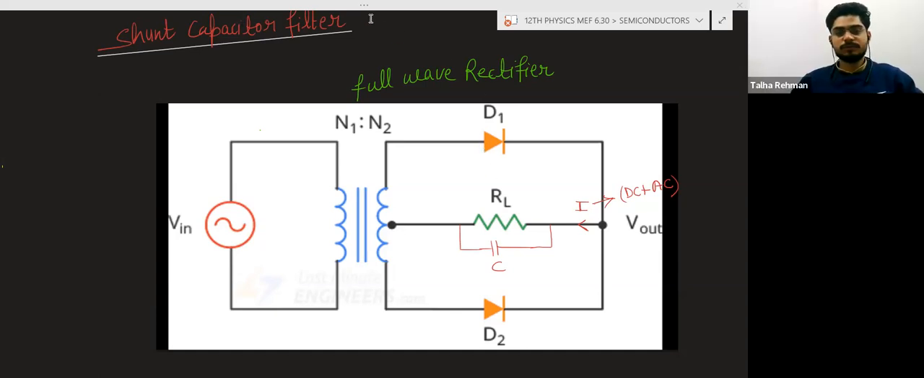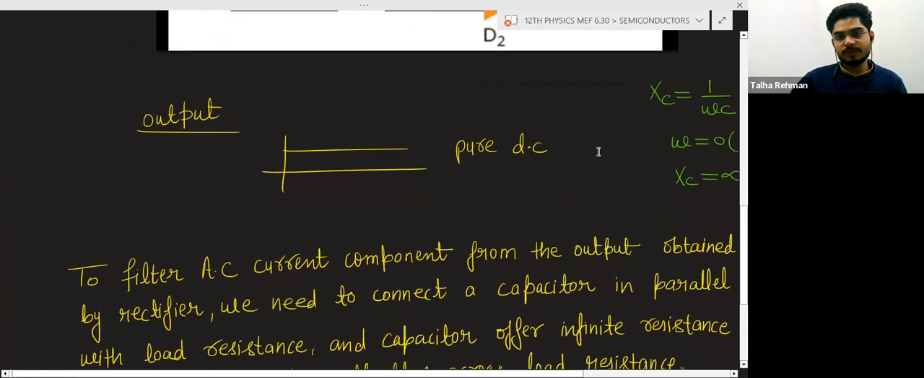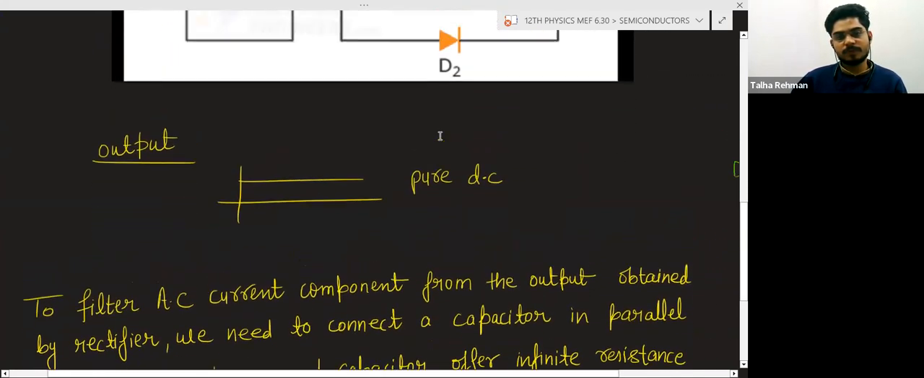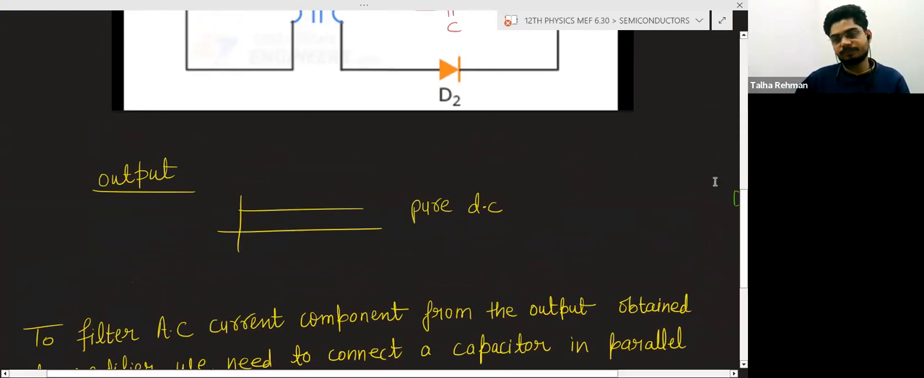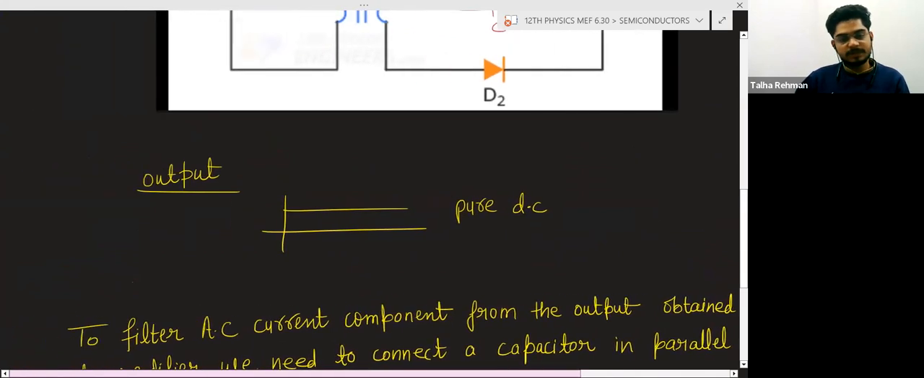Okay. So you have connected the capacitor in parallel with the load resistance. So now this current is coming towards the load resistance. So one thing you know, in case of the capacitor, no DC current can flow.